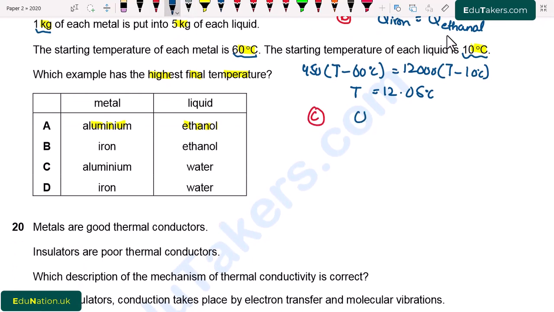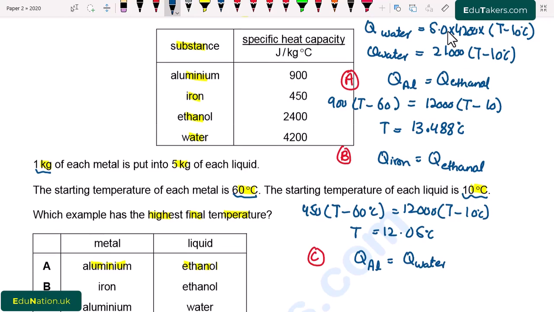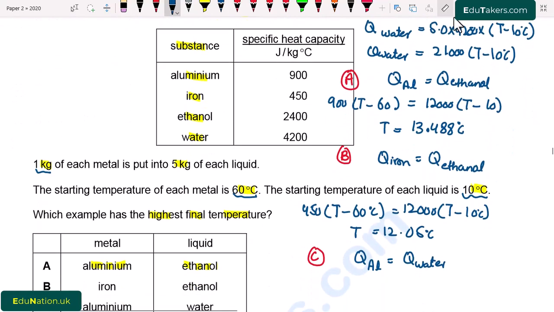Next, C option is for aluminium and water. I write here heat of aluminium is equal to heat of water. So for the aluminium, 900(T − 60).